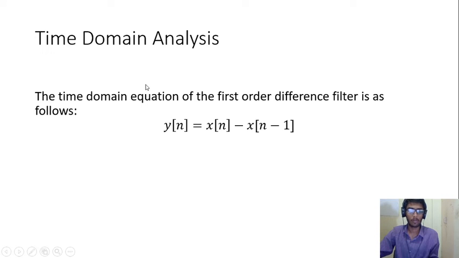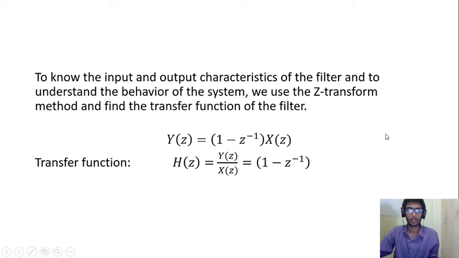If we do the time domain analysis, the time domain equation looks something like this, where the output y of n is x of n, that is the present input value, minus x of n minus 1, that is the input value just before this present input value. We take the difference and find the output. Similar to the process for the moving average filter.